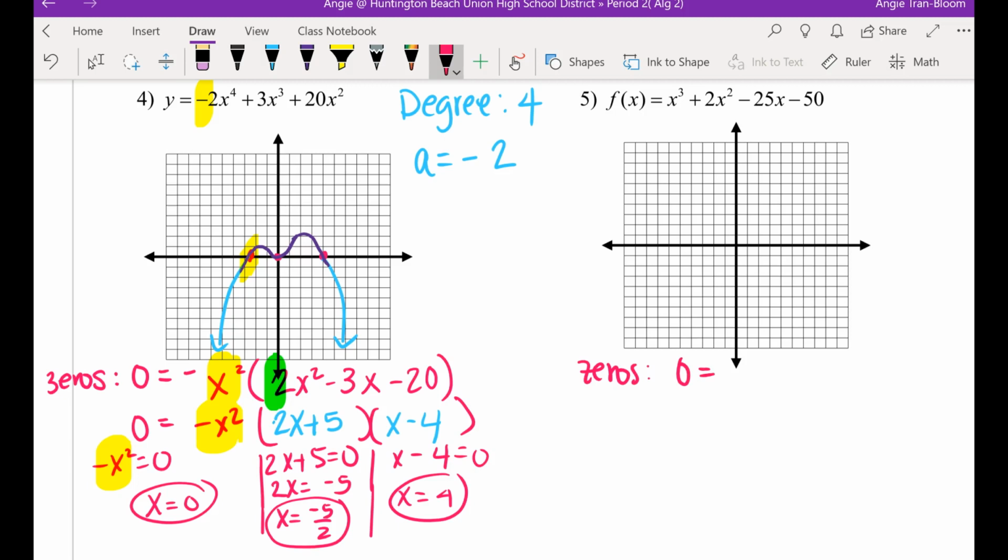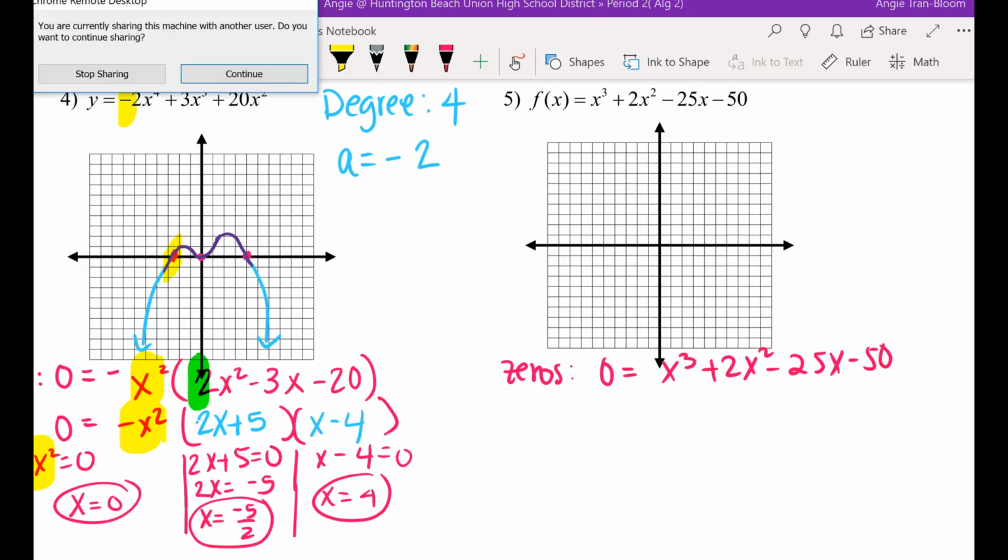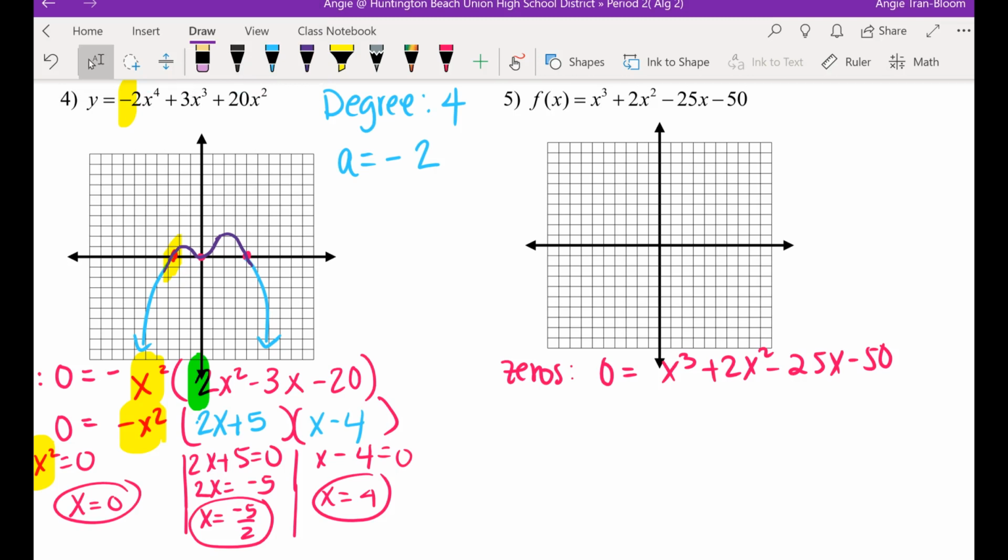0 equals x to the third plus 2x to the second minus 25x minus 50. Okay, I'm going to give you a minute to factor that out. Please talk to one another. Say, hey, I'm stuck here. What did you do? I got this. What did you get? And if you can factor it, you can even go all the way to find the zeros. Plot it. Go all the way. See how far you can go.